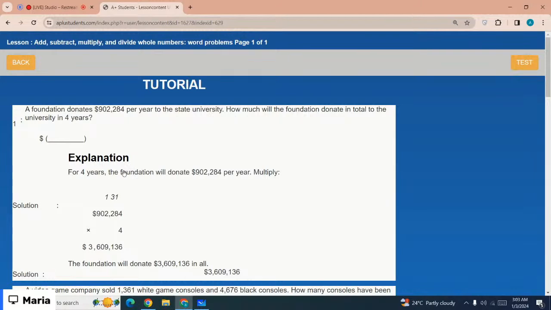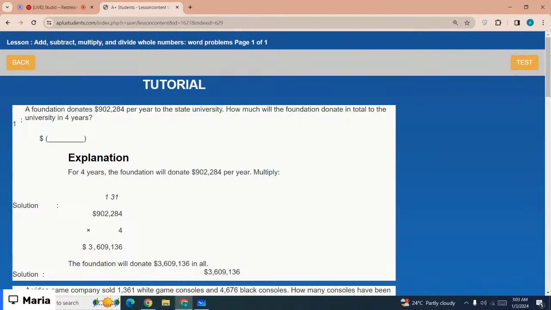A foundation donates $902,284 per year, right? How much will the foundation donate in total to the university in 4 years, right?